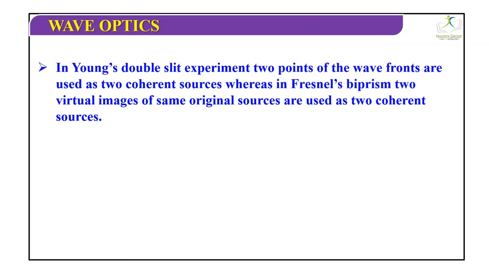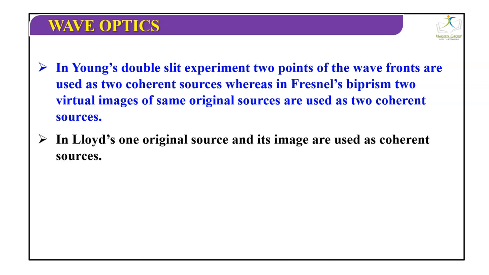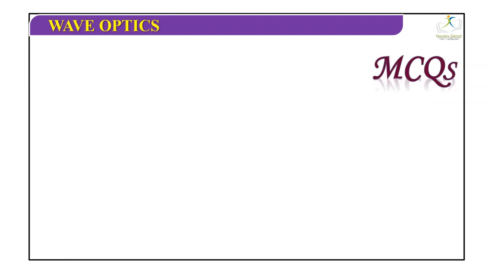In Young's double-slit experiment, two points of the wavefront are used as the coherent sources, whereas in the Fresnel biprism, two virtual images are used. In Lloyd's mirror, one original source and its image are used as coherent sources.